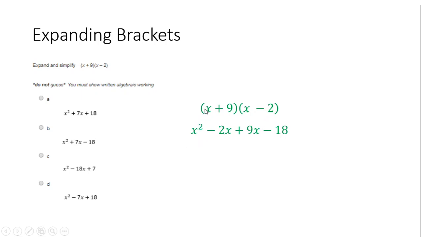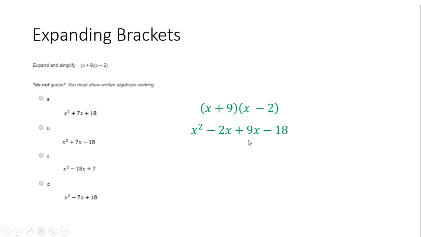I've got positive x squared because I did positive x times positive x. I've got negative 2x because I did positive times negative 2x. And then I have positive 9x because I had positive 9 times positive x. And I have negative 18 because I did positive 9 times negative 2.